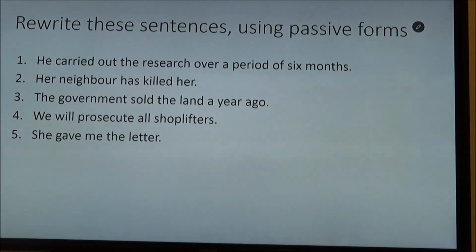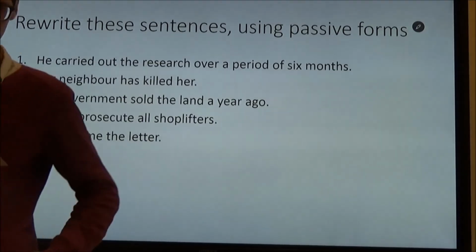Next one? Okay. First I started with all shoplifters. All shoplifters, yeah, that's the object. And there's no auxiliary verb, so it's all shoplifters will be prosecuted. There is an auxiliary verb, but your answer is correct. All shoplifters will be prosecuted. Oh, the will. Yeah. All shoplifters will, and then be prosecuted.